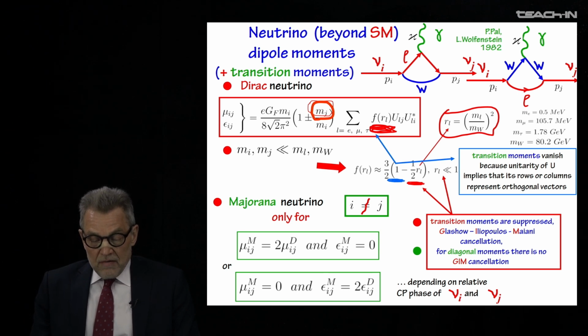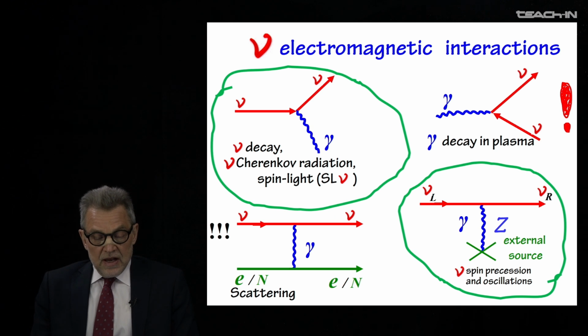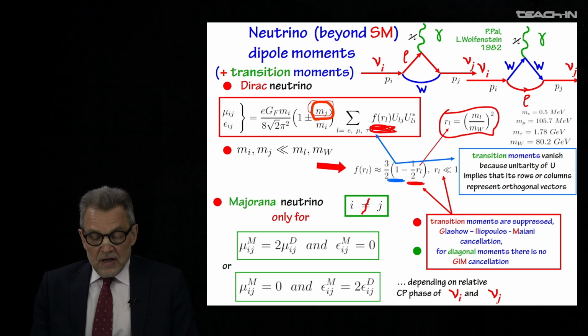So, however, the transition moments are strongly suppressed with respect to the diagonal moments, and as a result, if we consider one of the important effects, like I just discussed a moment before, this decay, where the initial state of neutrino is not identical to the final state, it means that this coupling with the photon is due to non-diagonal or transition magnetic moment. It means that it can be expected that this decay is quite a rare phenomenon.